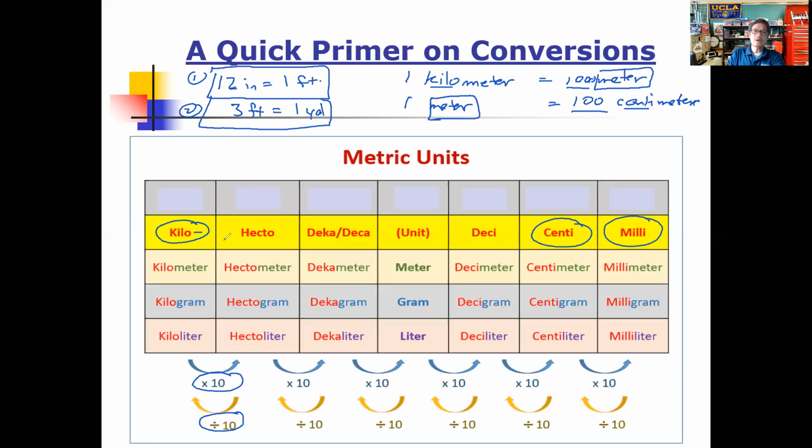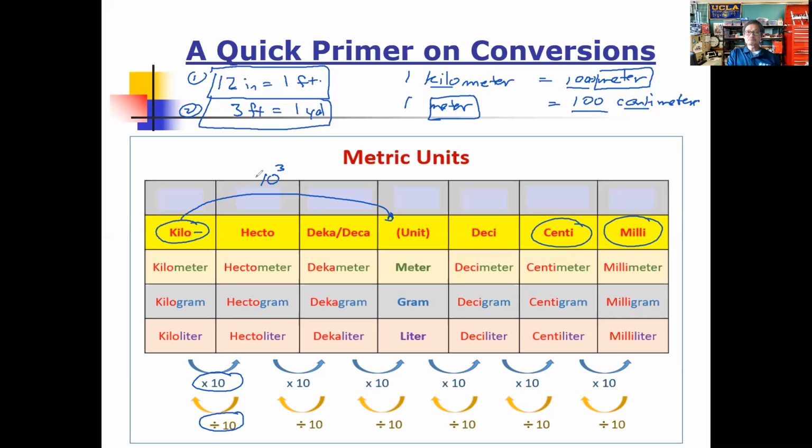Whenever you have a kilo in front of a base unit, that means whatever you have is 1,000 times larger than the base unit. So you have to multiply by 10, by 10, by 10. So 10 to the third is going to be 1,000. To get from the kilo to the base unit here, you have to multiply by 10, multiply by 10, multiply by 10. You're multiplying by 10 3 times, so therefore it's going to be 10 to the third.